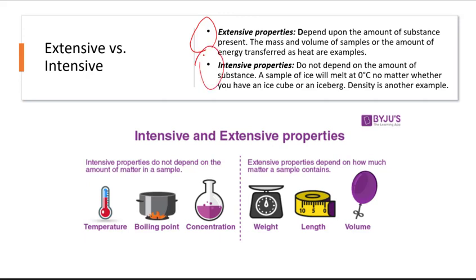For example, a sample of ice will melt at 0 degrees Celsius, no matter whether you have an ice cube or an iceberg. Density is another example. The density of water is always 1. I could have a small cup of water, or I could have a large body of water like Lake Michigan. The density of water is 1. Here's a little guide down here to show us that intensive properties do not depend on the amount.